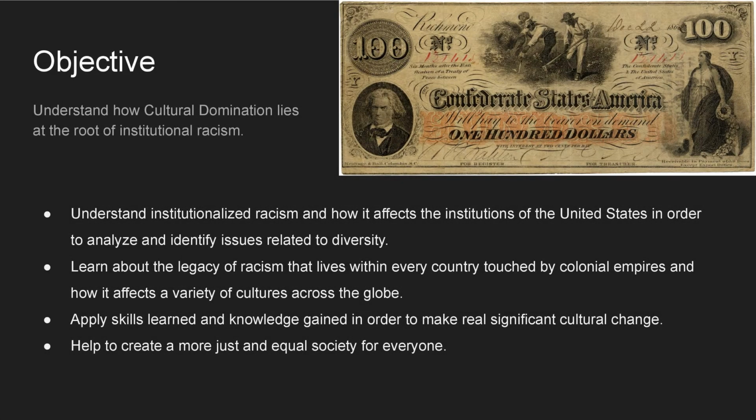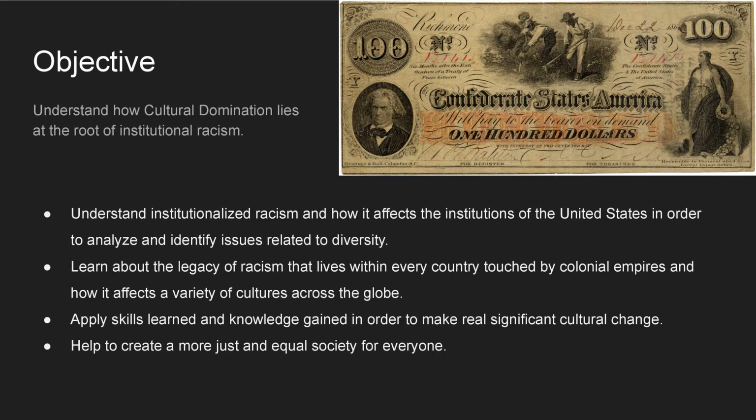The objective of the mini lecture is to understand how cultural domination lies at the root of institutional racism. To understand institutionalized racism and how it affects the institutions of the United States, in order to analyze and identify issues related to diversity. I would like for everyone to learn about the legacy of racism that lives within every country touched by colonial empires and how it affects a variety of cultures across the globe.